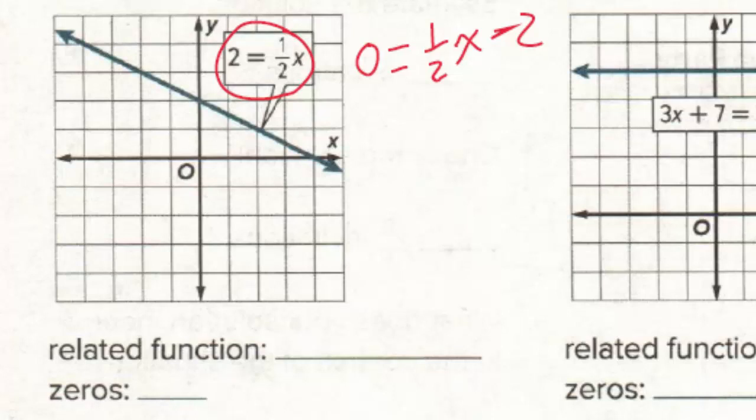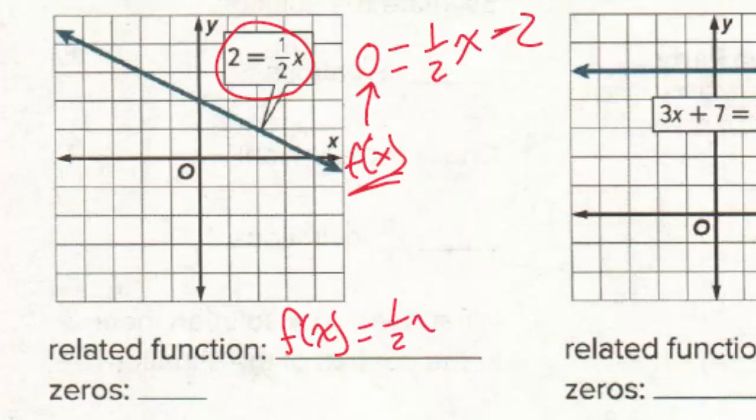And then all we're going to do to put this in function form is replace that 0 with f of x, because remember, the solutions are where the output equals 0, so we want the y values to equal 0. So we're replacing that with our y equivalency, which is f of x. So the related function is f of x equals 1/2 x minus 2.